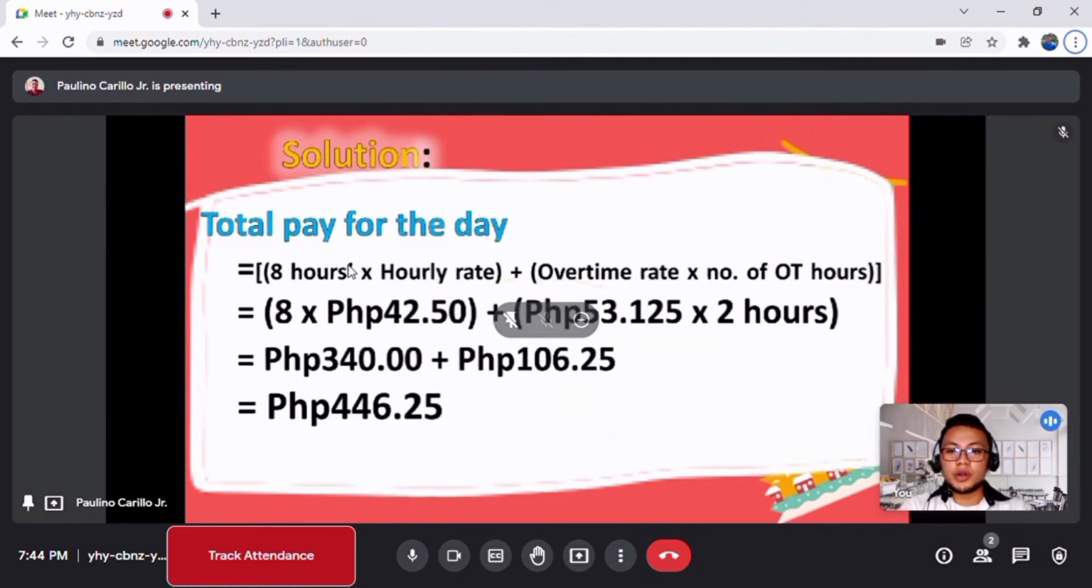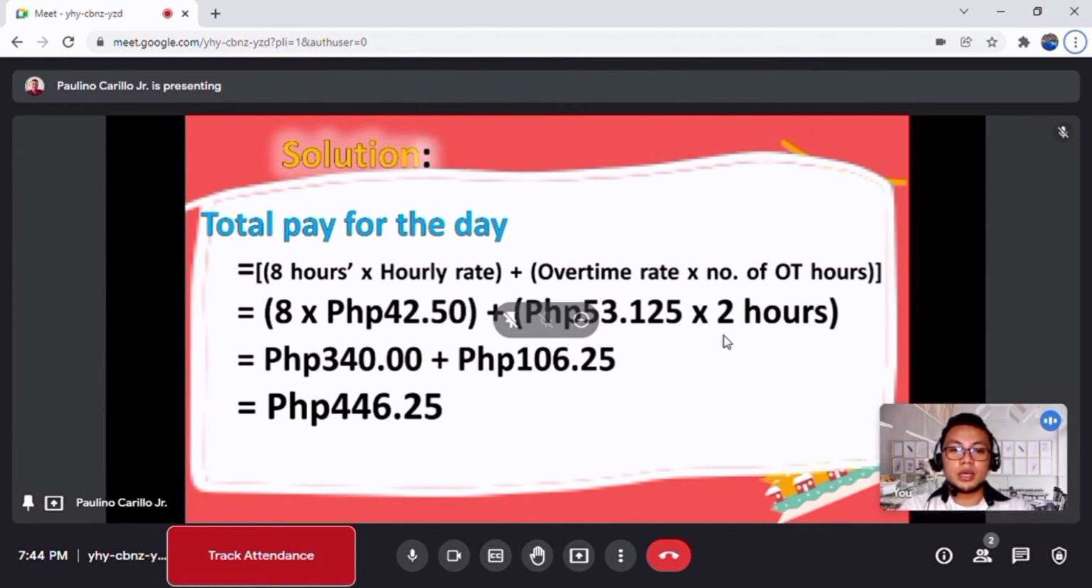Solve for the total pay of Myrna for the ordinary day using this formula: 8 hours times the hourly rate plus overtime rate times the number of overtime hours. Again, her 8 hours is the regular working hours of Myrna times 42 pesos and 50 centavos hourly rate, which we have computed a while ago. And then our overtime rate is 53 pesos and 125 centavos times 2 hours.